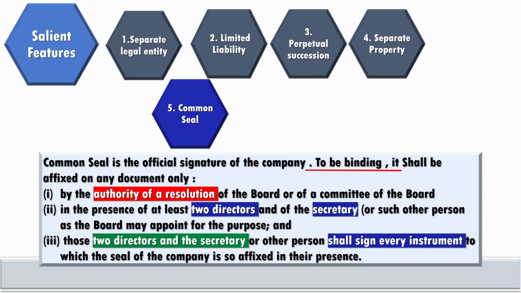Common seal is the signature of the company. It has to be affixed following the procedure prescribed. There should be a resolution passed by the board or a committee of the board, and the authorized people have to sign off confirming that the stamp was affixed in their presence.